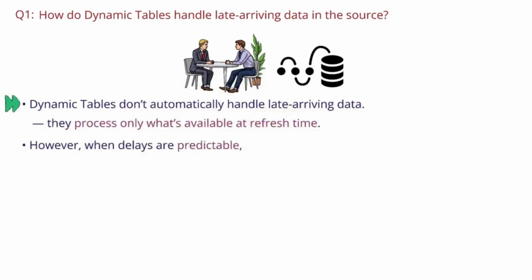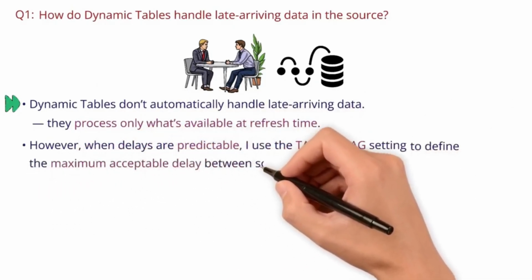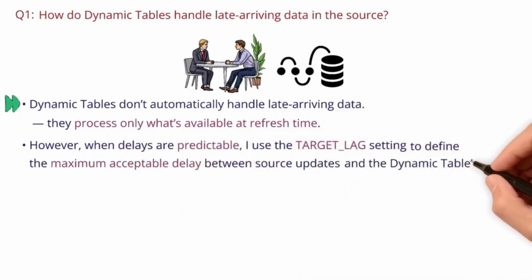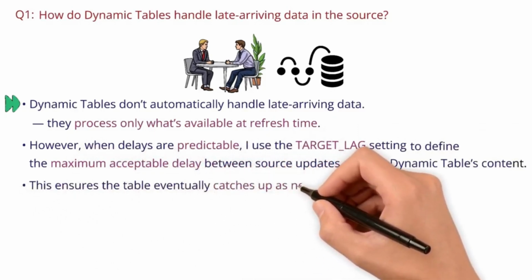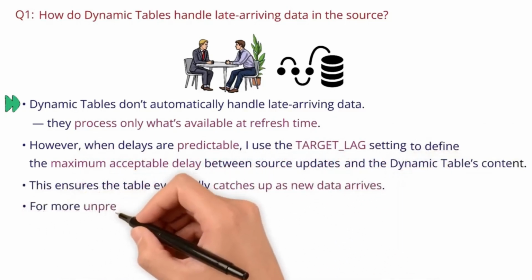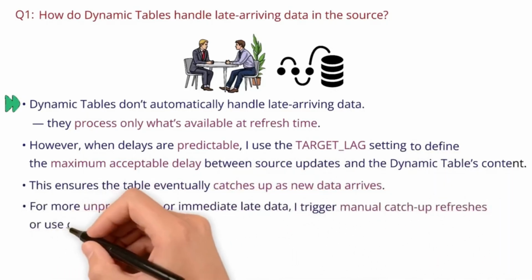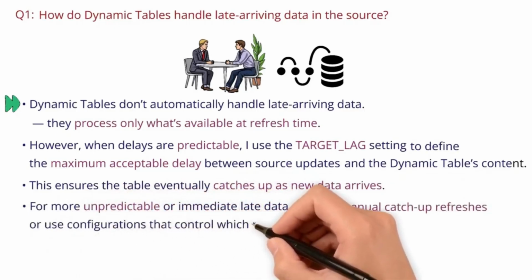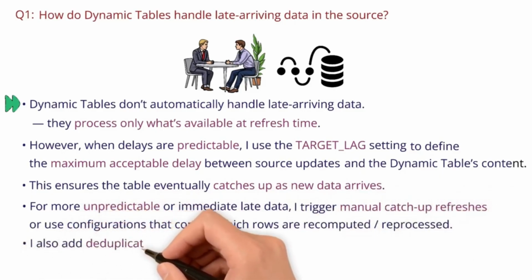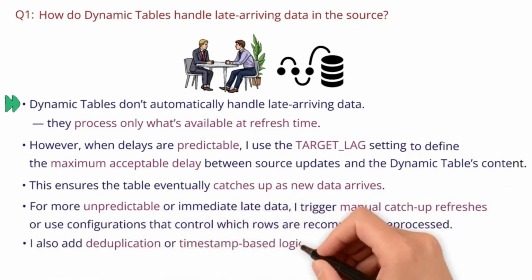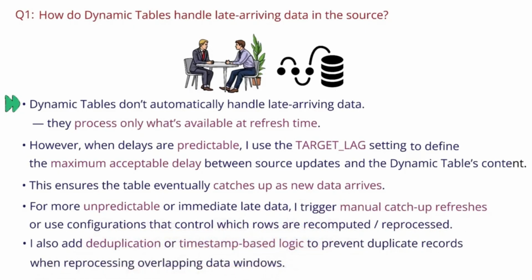However, when delays are predictable, I use the target lag setting to define the maximum acceptable delay between source updates and the dynamic table's content. This ensures the table eventually catches up as new data arrives. For more unpredictable or immediate late data, I trigger manual catch-up refreshes or use configurations that control which rows are recomputed or reprocessed. I also add deduplication or timestamp-based logic to prevent duplicate records when reprocessing overlapping data windows.